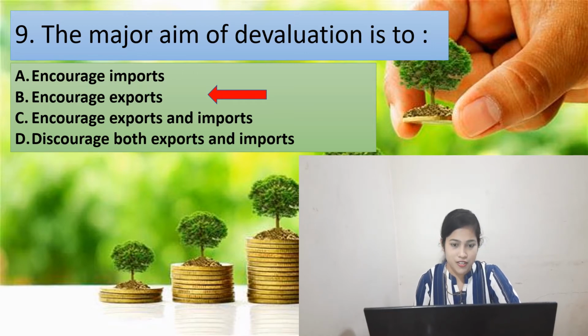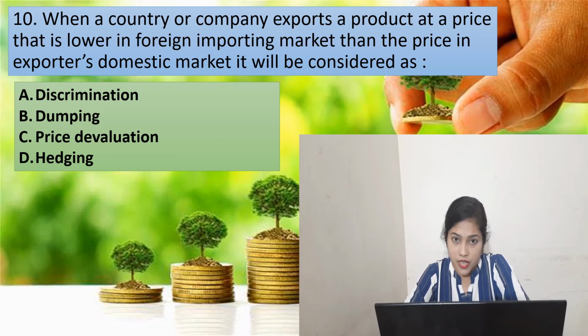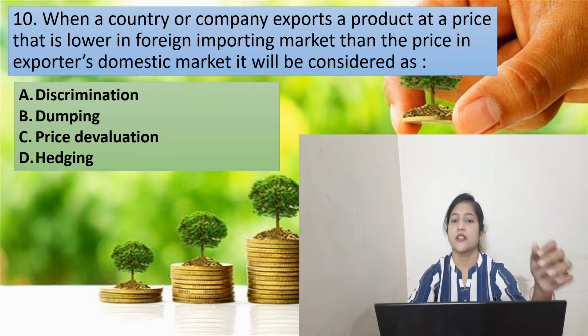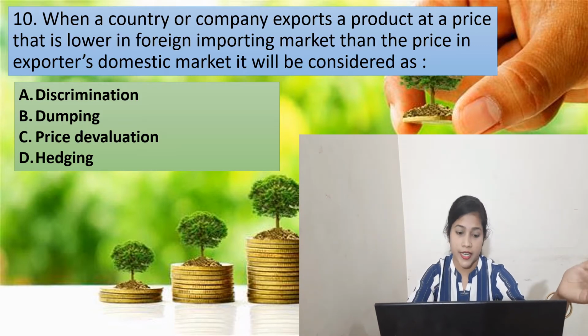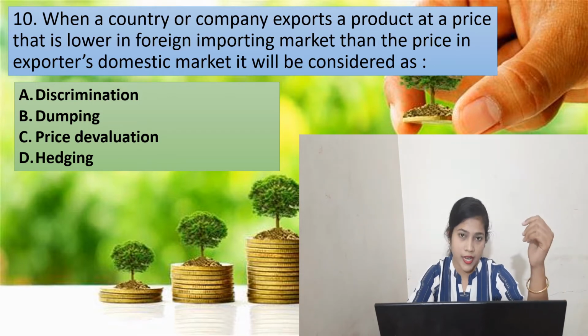Moving to the next question. When a country or company exports a product at a price that is lower in the foreign importing market than the price in the exporter's domestic market, it will be considered as what? First option discrimination, second option dumping, third option price devaluation, and fourth one hedging.